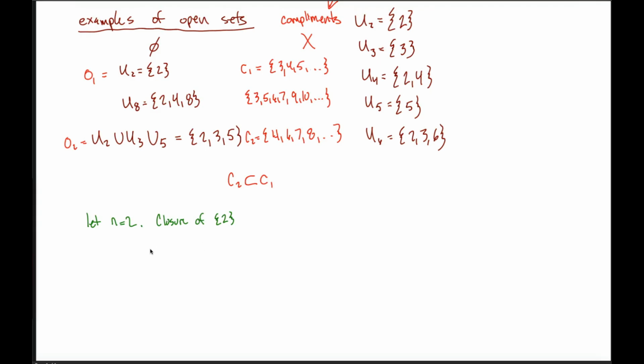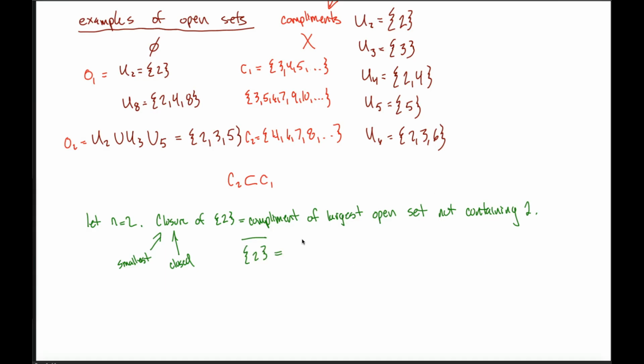Well, remember, for the closure, we want the smallest set, and we want it to be a closed set. But the way we think about a closed set is it's the complement of an open set. So the smallest closed set containing 2 would be the complement of the largest open set that doesn't contain 2. Okay, so what's the largest open set that doesn't contain 2? Let's build it. It's the complement of some set.